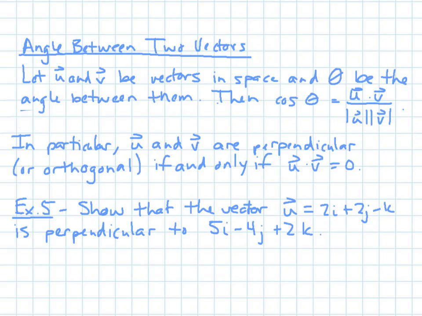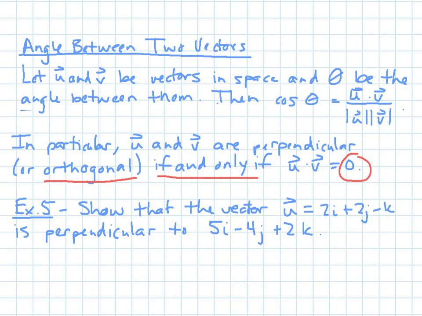Now, one thing to remember is that in particular, vector u and vector v are perpendicular, another word that we'll use is orthogonal, if and only if their dot product is 0. One of the nice things about this is that basically, if they're perpendicular, your dot product's 0. And vice versa: if it's 0, then they're perpendicular.